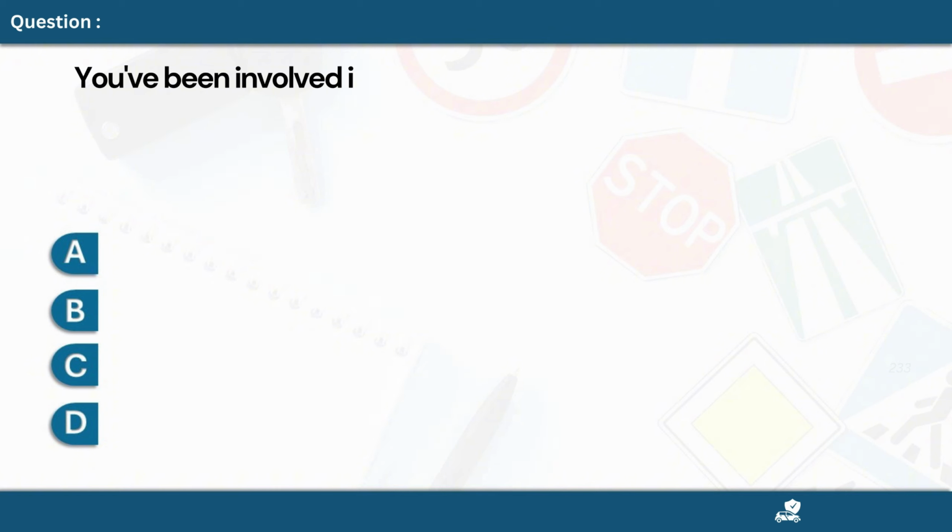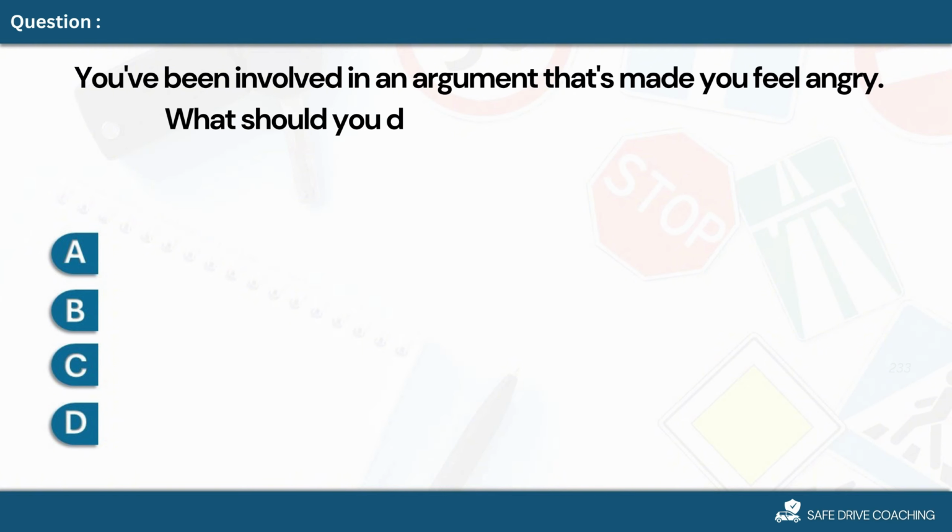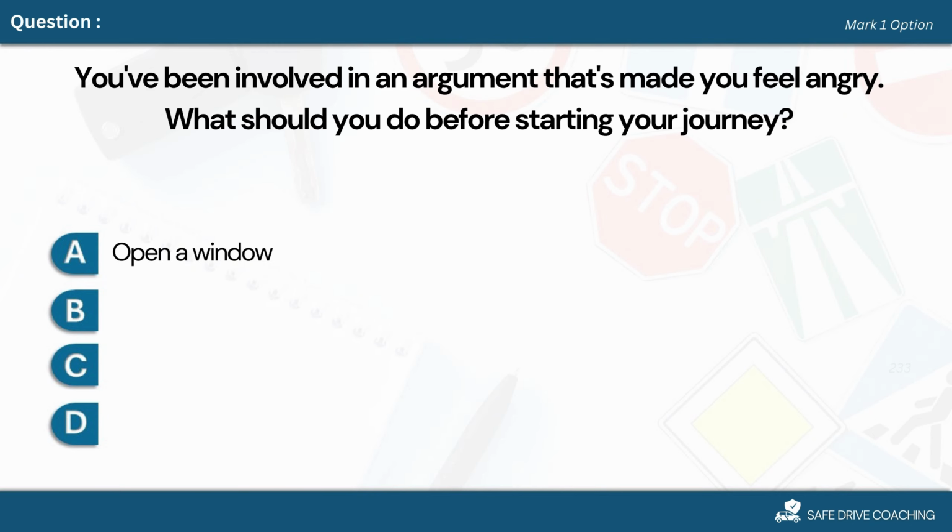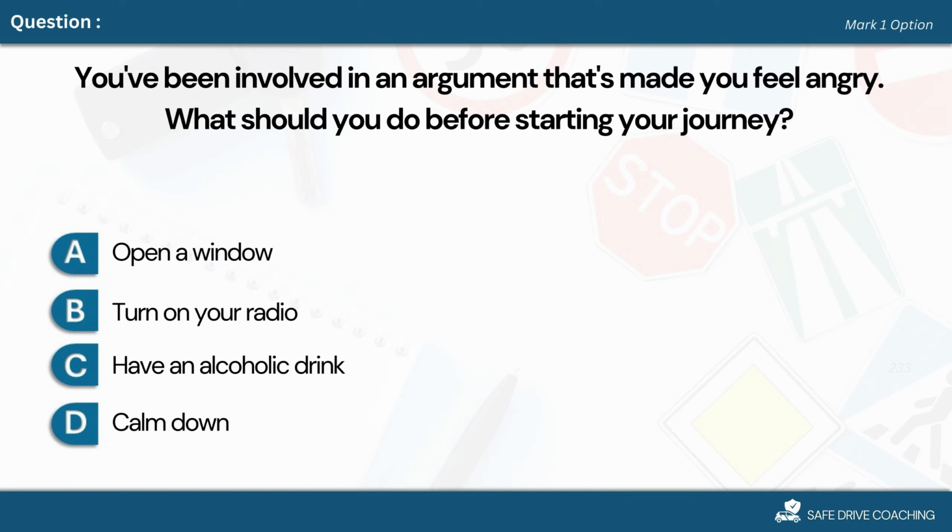You've been involved in an argument that's made you feel angry. What should you do before starting your journey? A. Open a window. B. Turn on your radio. C. Have an alcoholic drink. D. Calm down. The correct answer is D. Calm down.